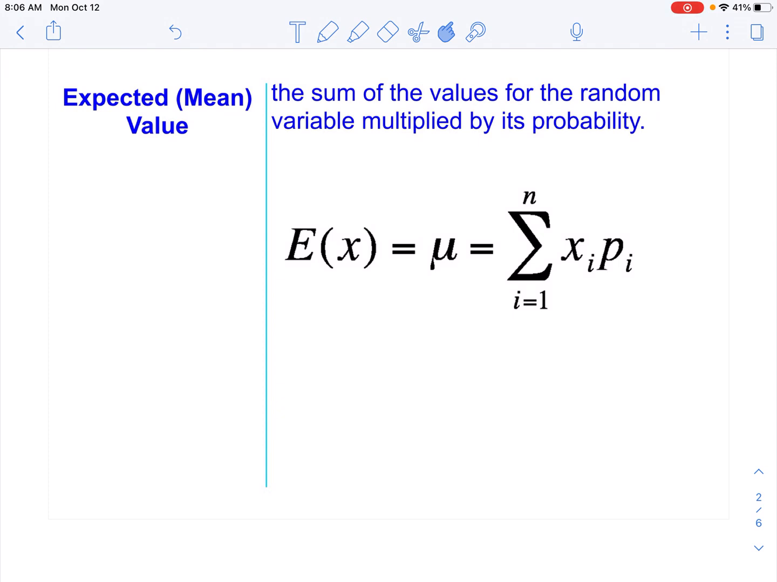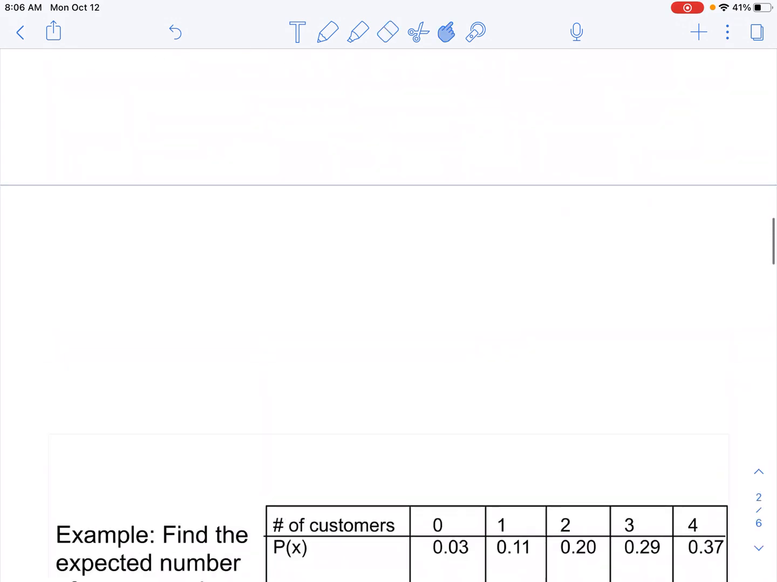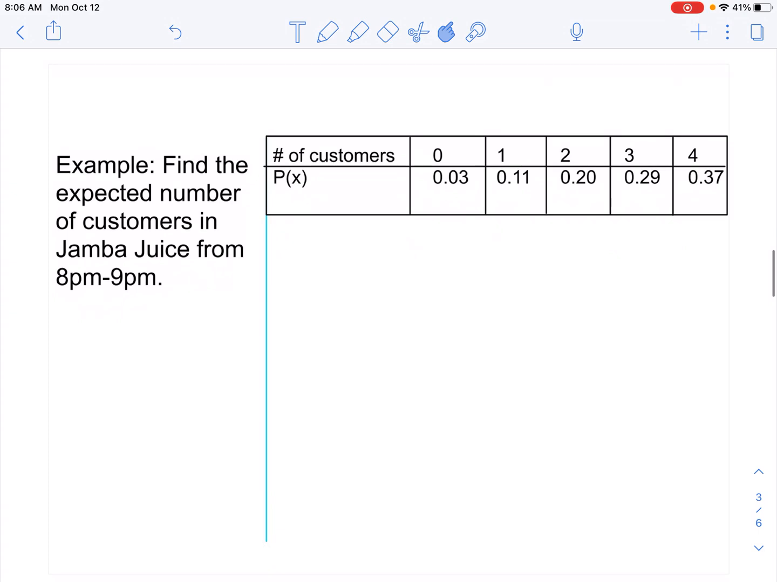So this symbol here, the sigma, means the sum. You're going to take each x value, multiply by its probability, and do that for each x value. So if you have 4 x values, you'd be doing this 4 times. Then you add them all together, and that's your expected value. So let's look at an example of what that looks like.